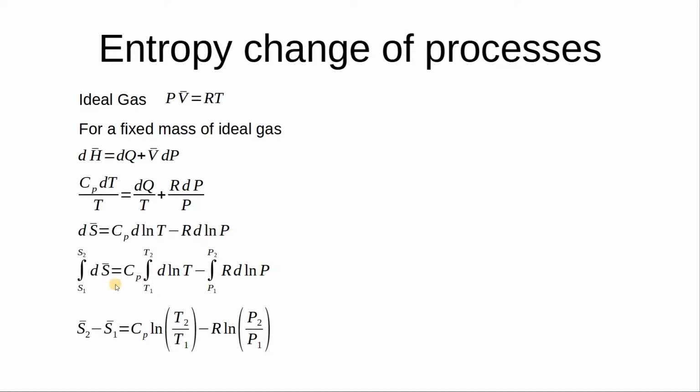Now, integrating this equation from entropy limits S1 to S2, temperature limits T1 to T2, and pressure limits P1 to P2, we get the equation S2 minus S1 is equal to Cp ln T2 by T1 minus R ln P2 by P1.